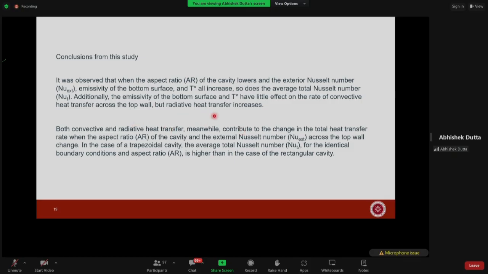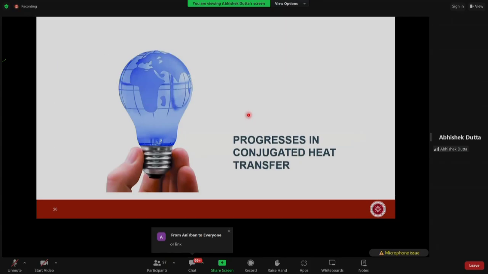So this was their conclusion. I don't have to read everything for you, because you already have the paper. They have done a very interesting aspect ratio study, the emissivity study, the external temperature ratio study. This is beyond the scope of this presentation, but please go through this paper yourself to understand what the changes are. And for me, this is a classic paper to approach conjugated heat transfer.